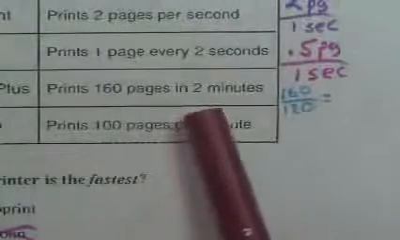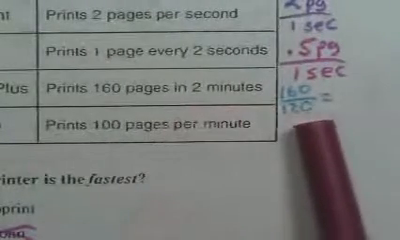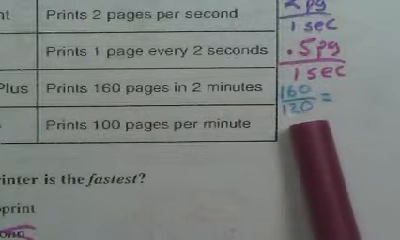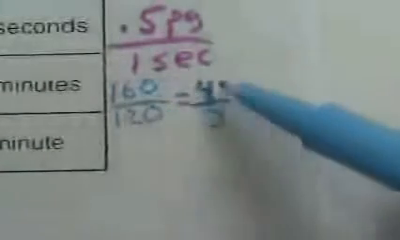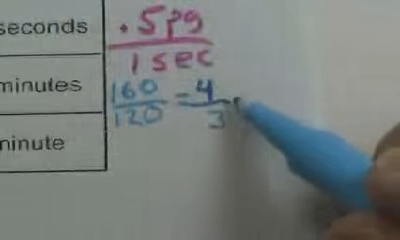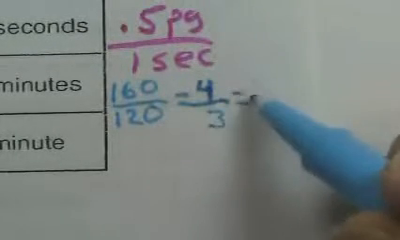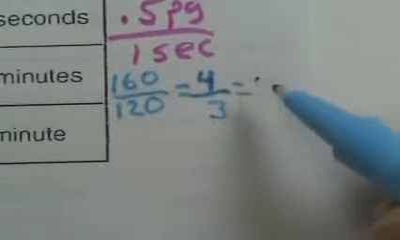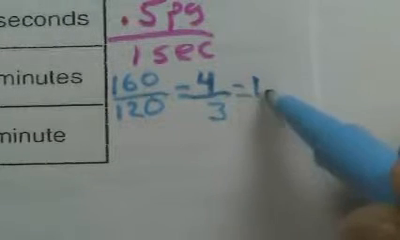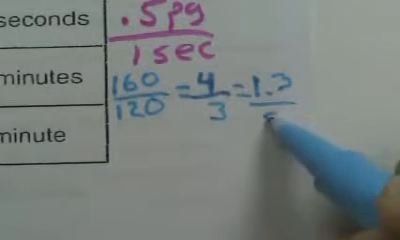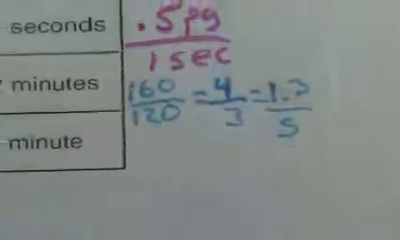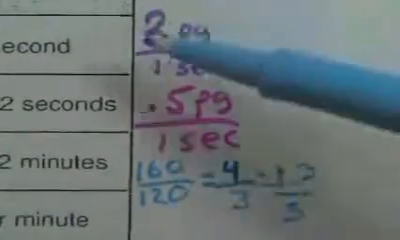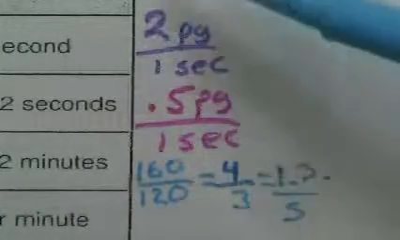The other one, 160 pages in 2 minutes. 2 minutes is 120 seconds, right? 60 seconds a minute, so 120. Just reduce that. By the way, 40 will go into both of those, 4/3. And 3 goes into 4 once, and 1/3, so it's about 1.3 pages per second. Okay, so that's slower than 2 pages per second. Right? Which one's faster? 2 pages a second or 1.3 pages a second? Well, that's faster. So it can't be letter C.